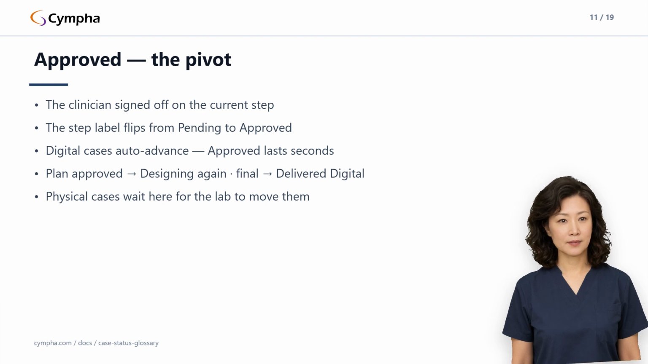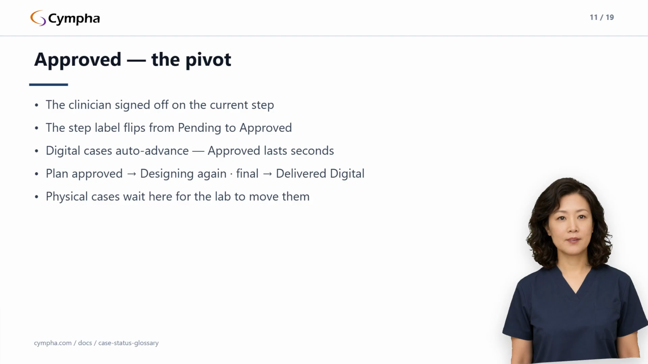First, what's always true: the clinician has signed off on the current approval step, and the matching label flips from X pending to X approved. The holder is the lab worker who just got that approval, the designer, the AlignerBot seat, or the manufacturing engineer. Now the fork. On digital categories, ortho, aligner, and implant, the case auto-advances immediately.